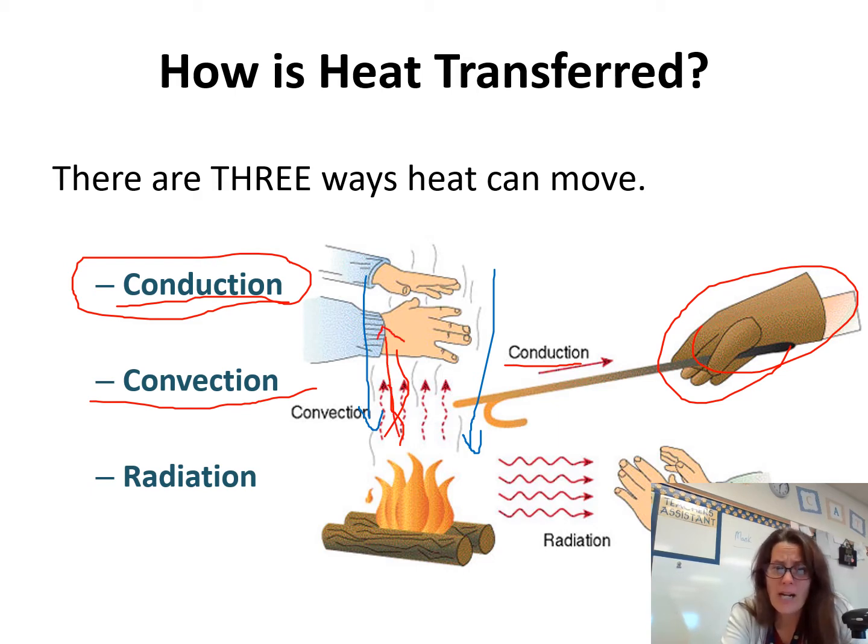I don't think a fire is a great example of convection because it's really hard to see those circular currents. So we're going to move on. The next one we're going to talk about is radiation. Now, a fire is a great example of radiation.